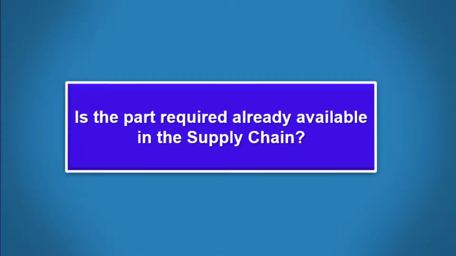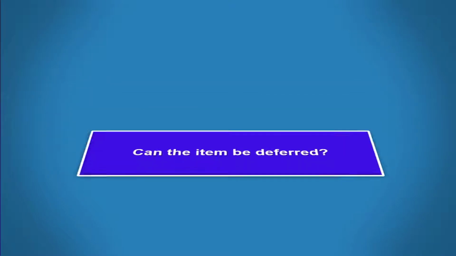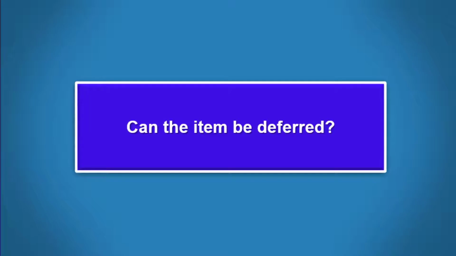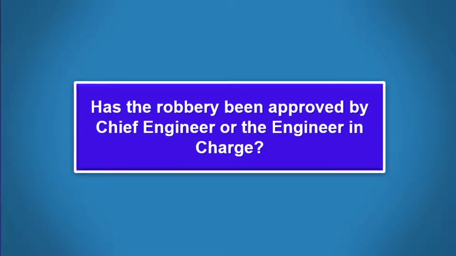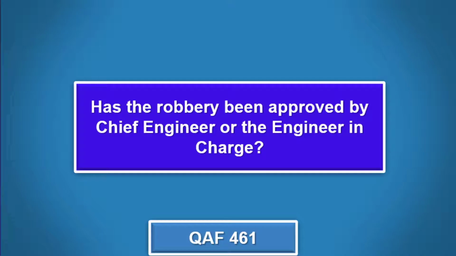Let us look at the number of elements that require our attention during the robbery process. These are: is the part required already available in the supply chain? Because if it is, then robbery would not be permitted. Can the item be deferred? If it could, then the robbery would not be permitted. Has the robbery been approved by the chief engineer or the engineer in charge? The robbery should be recorded on the QAF 461 form.